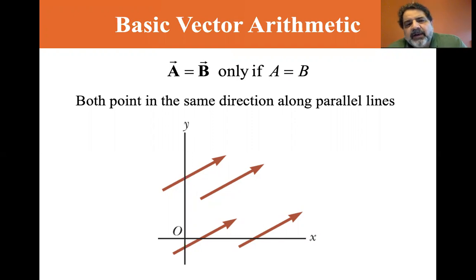What are they saying there? The magnitudes have to be exactly the same, but they both have to point in the same direction along parallel lines. Now, what you see in the graph here looks like four different vectors. In physics, those are all the same vector.